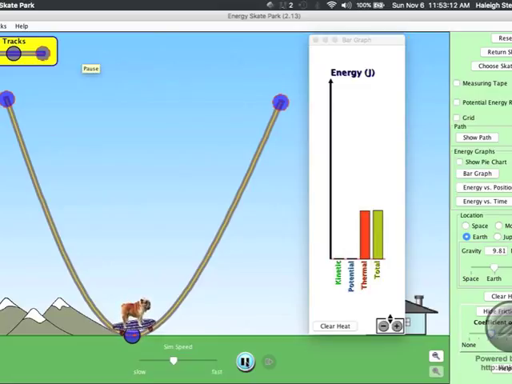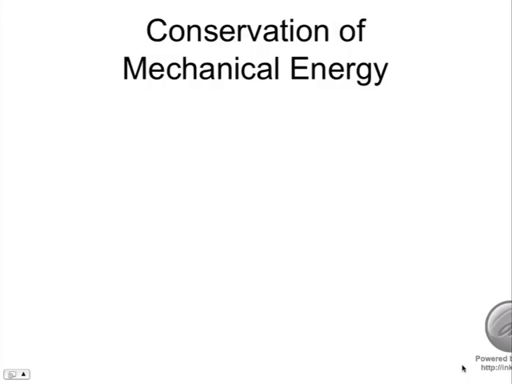So no matter what, we may be transforming our energy types from one form to another, but we are never gaining energy overall and we're never losing energy overall. It can be changed from one form to another, or it can be transferred from one object to another. So let's summarize what we just talked about.